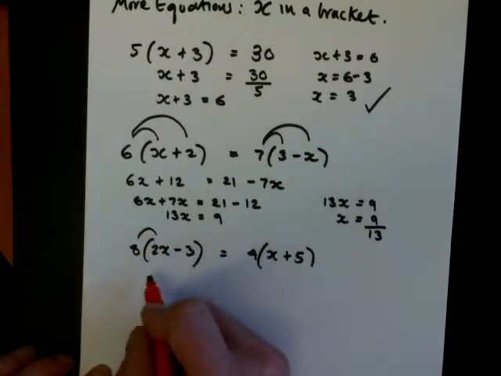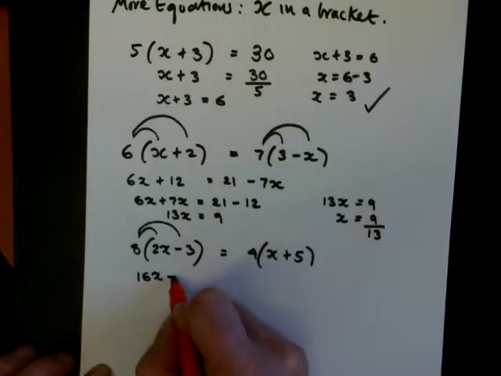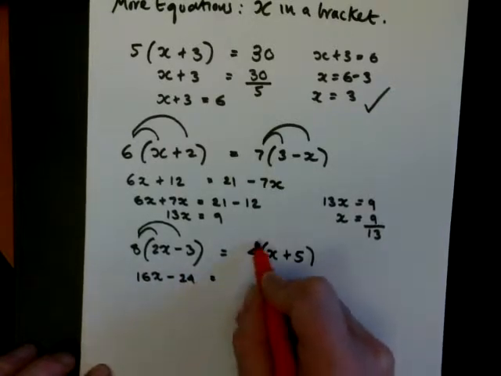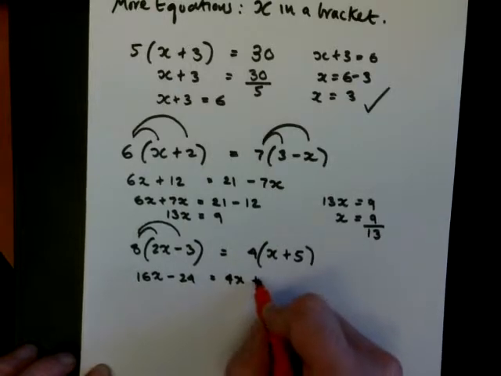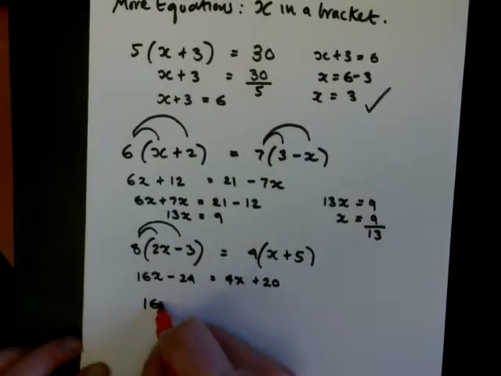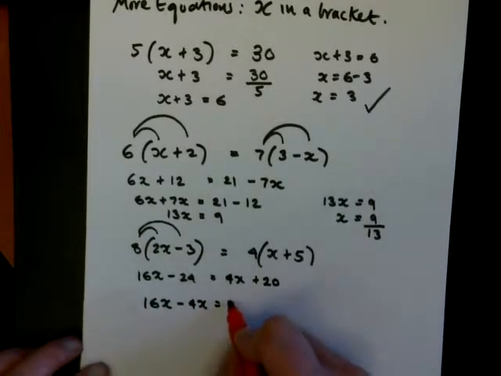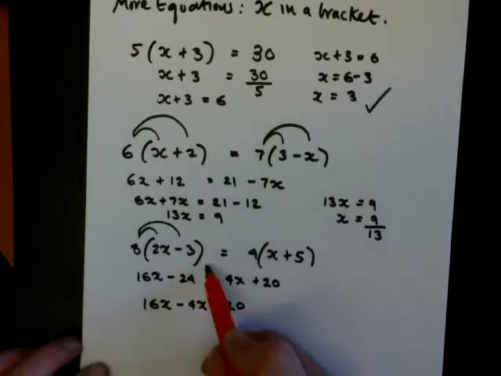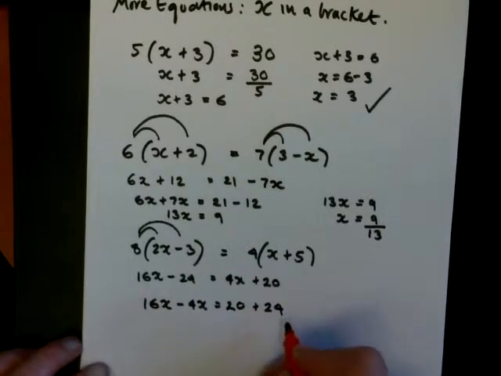8 times 2x is 16x. 8 times minus 3 is minus 24. 4 times x is 4x. And 4 times 5 is 20. X's onto the same side: 16x minus 4x. Numbers onto the same side: 20 stays as it is. Minus 24 goes over and becomes plus 24.